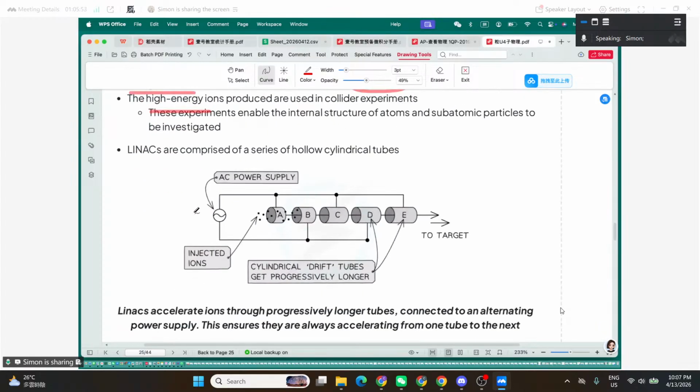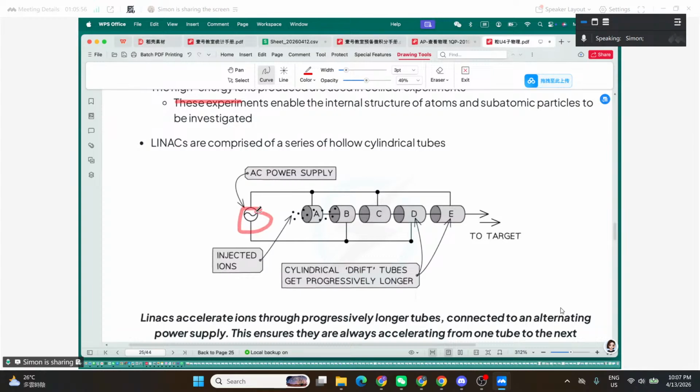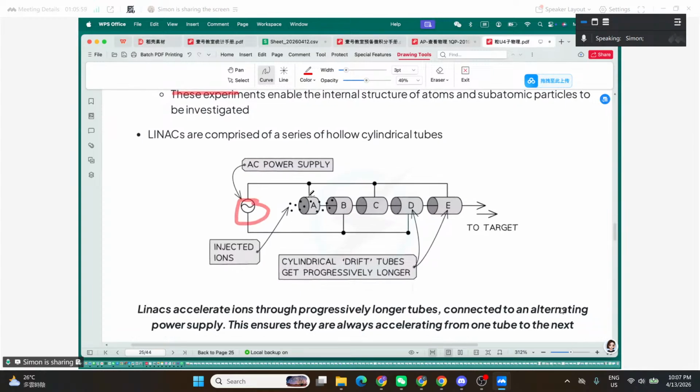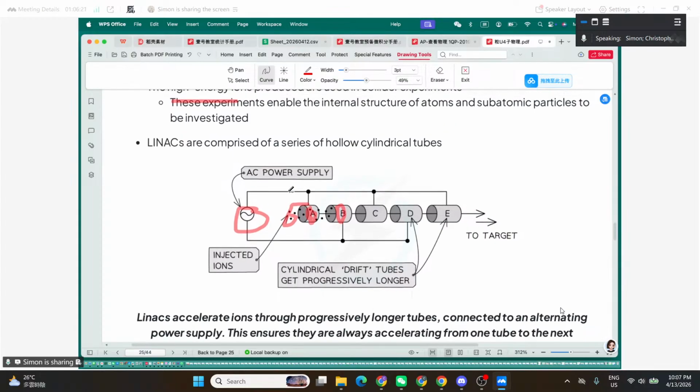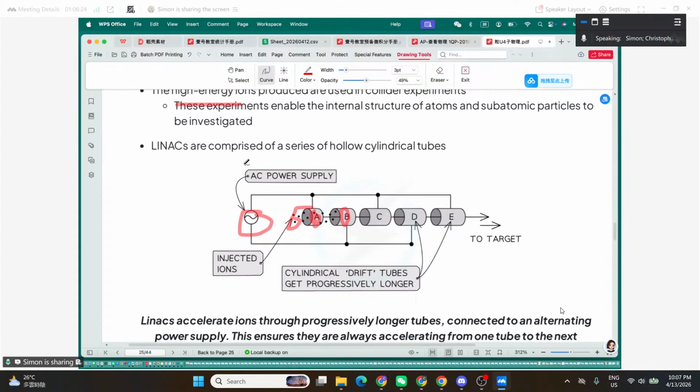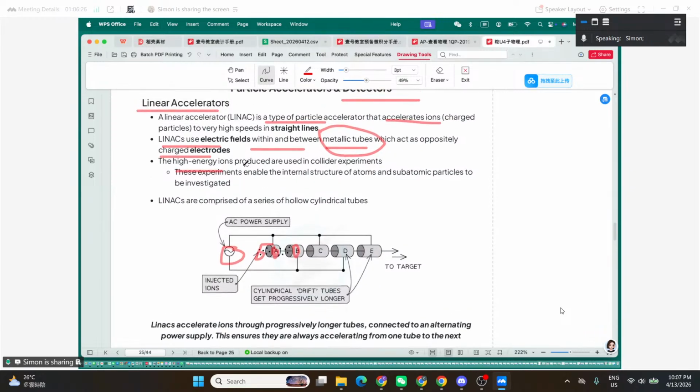Look at this one. Here is the alternating current power supply, and here is the charged particle, the ions, and this is the electron node. In this gap, the charged particle will be accelerated in the process. So the linear accelerator is comprised of a series of hollow cylindrical tubes.